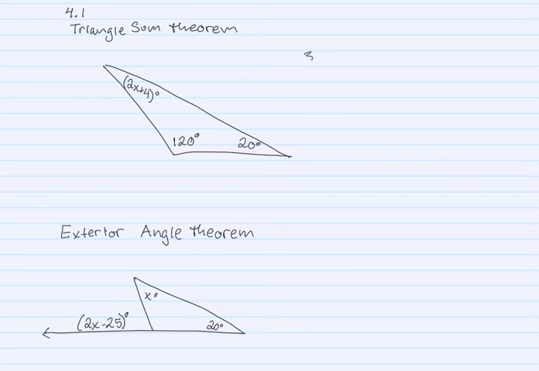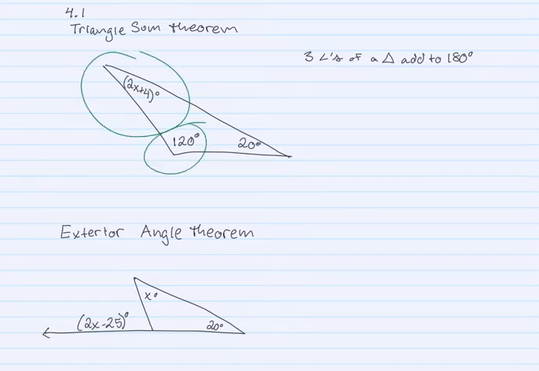So what this says is the measure of the 3 angles of a triangle add to 180 degrees. So you should be able to find the missing measure of an angle or solve for x by setting up an equation. So here I have the 3 angles of this triangle, 2x plus 4, 120, and 20 degrees, and I want to go ahead and take the sum of those 3. So 2x plus 4 plus 120 plus 20, and all 3 of those angles should add up to 180.